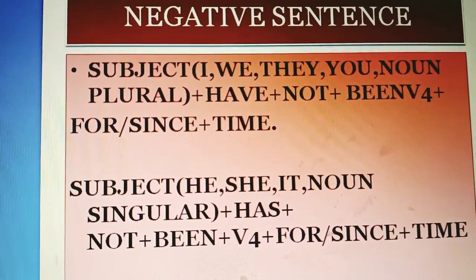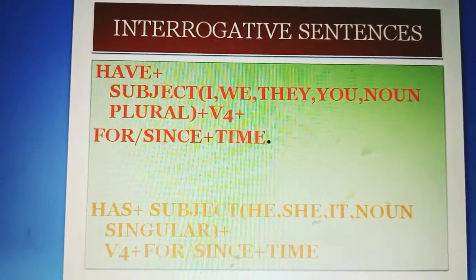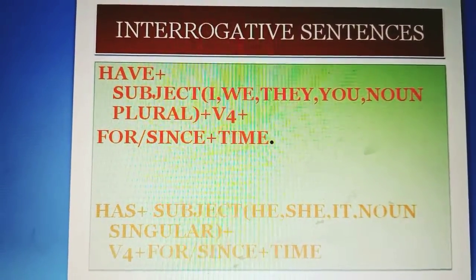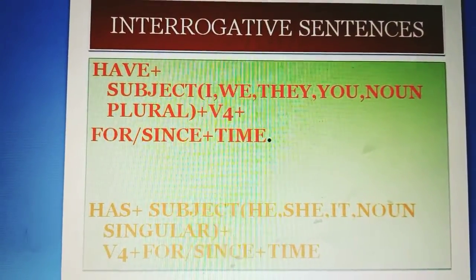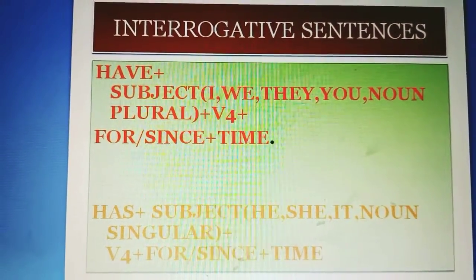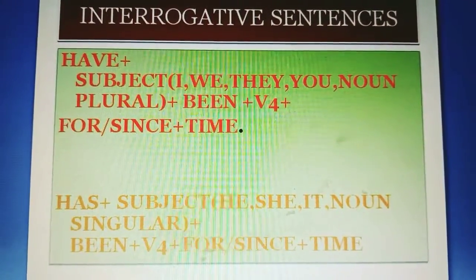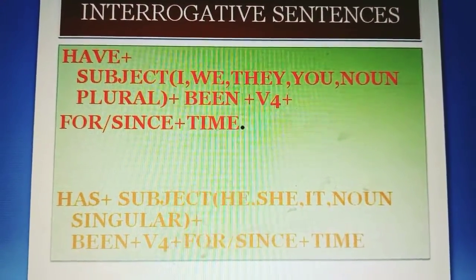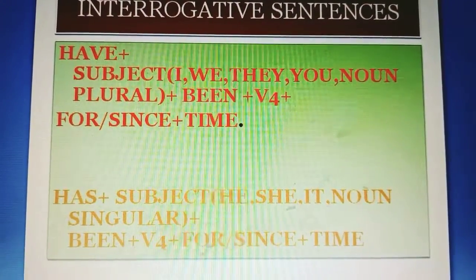And now you will see the next formula for interrogative sentences here. Interrogative sentences are those sentences in which we ask the questions, like हमारा जो हेल्पिंग वर्ब था देखिए बाहर आ जाता है, फर्स्ट पे आ जाता है, like have. You see, subject I, we, they, you, noun plural plus been, fourth form of the verb, for since and time, right?